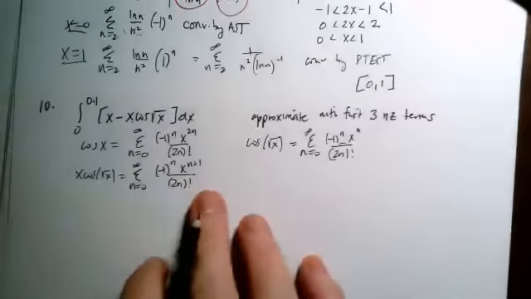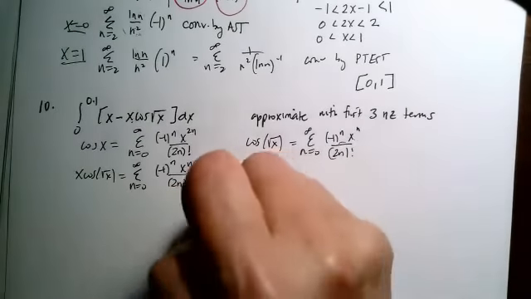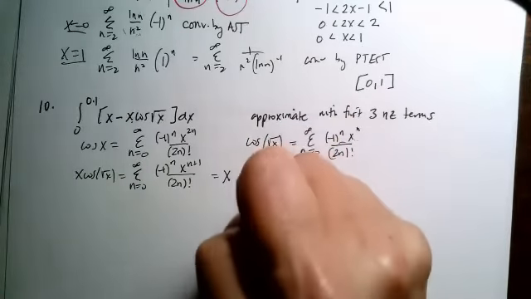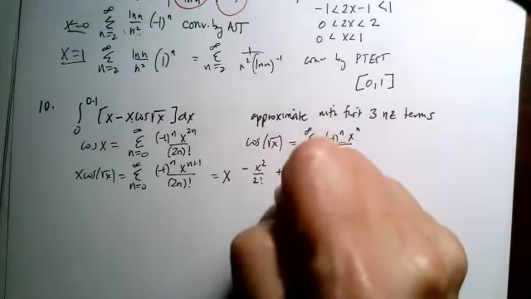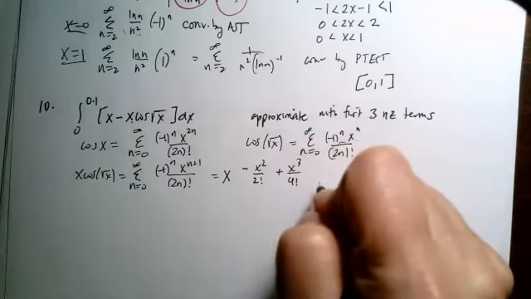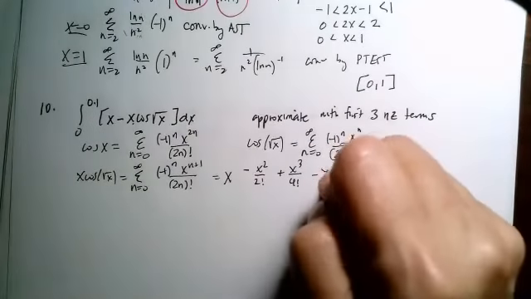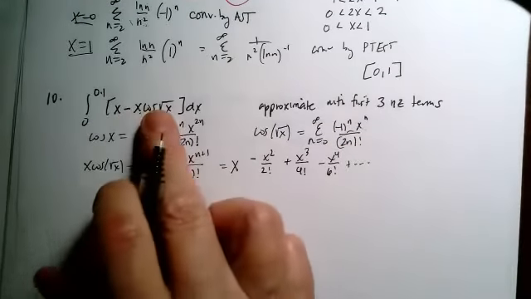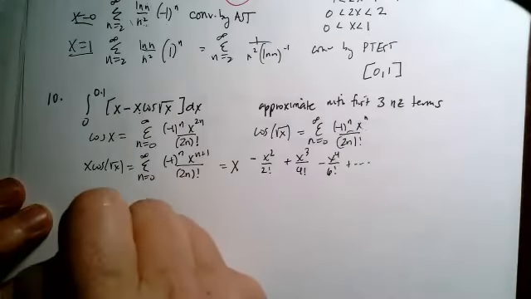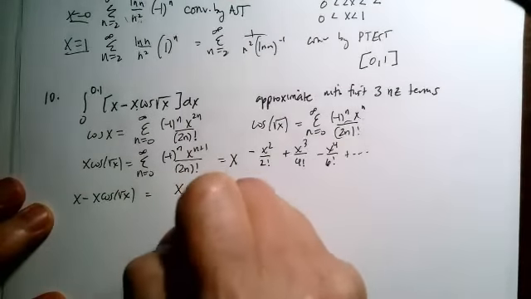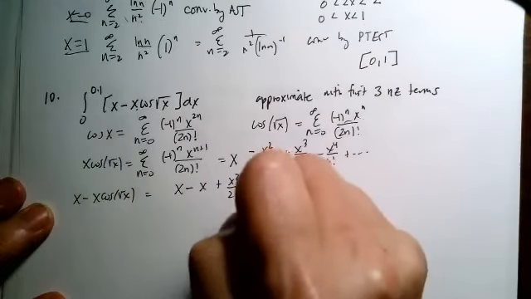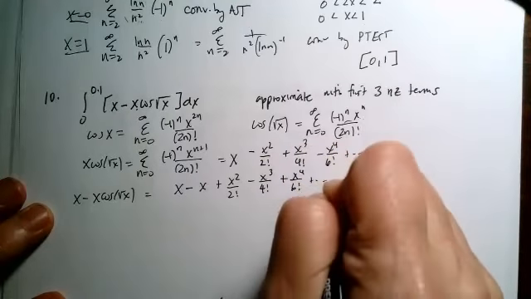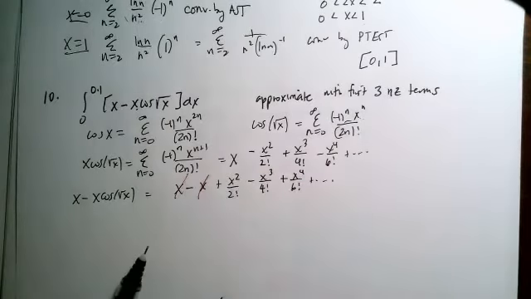Okay, and let's write out some terms. When n is 0, we'll have x. When n is 1, we'll have minus x squared over 2 factorial. Then we'll have plus x cubed over 4 factorial minus x to the 4 over 6 factorial, and so on. Okay, now let's have x minus x cosine root x. That's going to be x minus x plus x squared over 2 factorial minus x cubed over 4 factorial plus x to the 4th over 6 factorial, and so forth. So these two will cancel, right?